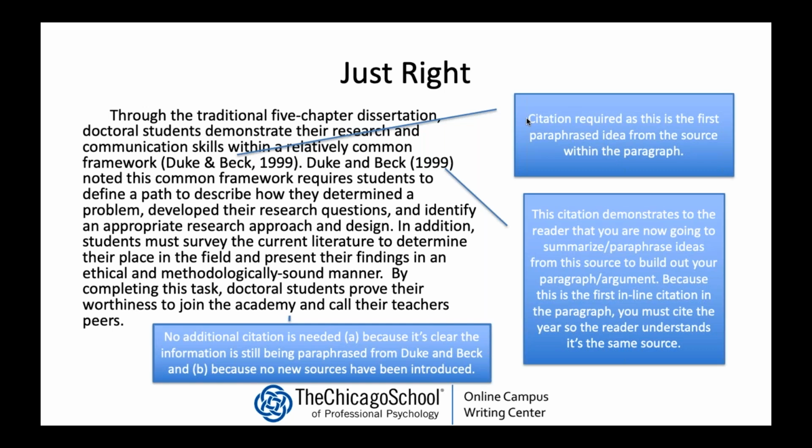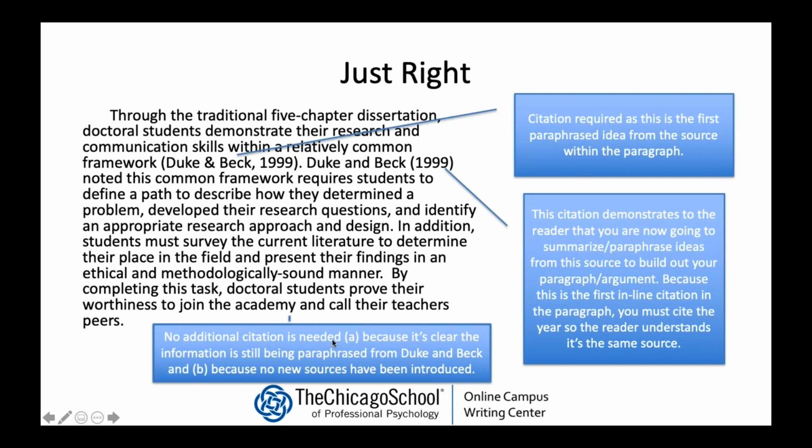It's important to note that because this is your first inline citation, pulling the author's names into the sentence, you have to include that parenthetical year. Afterwards, if you want to refer to Duke and Beck throughout the paragraph, you could just use their names now, because now you've had both the parenthetical citation and the inline citation using the year. Now you're free to use Duke and Beck in your sentences to refer back to the source without the year. No additional citation is needed though, because it's clear that the information is still being paraphrased using those signal phrases.